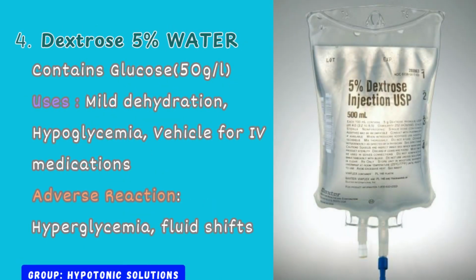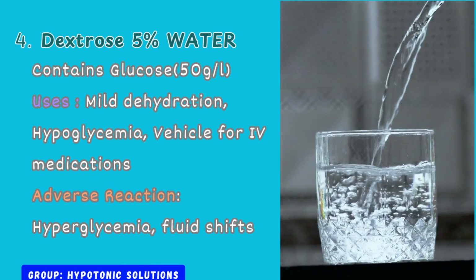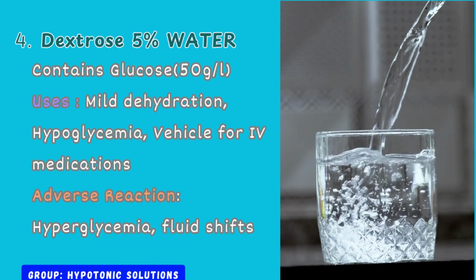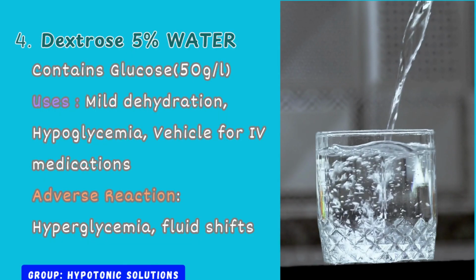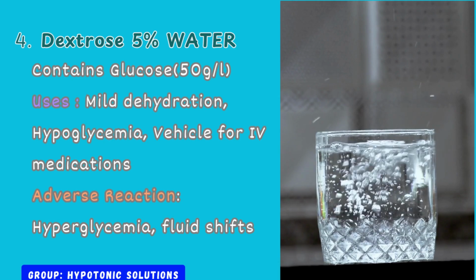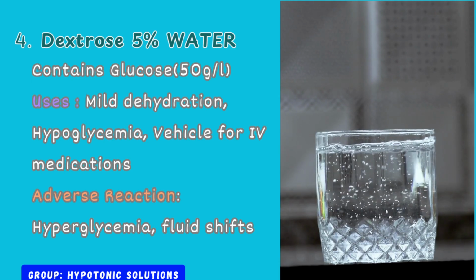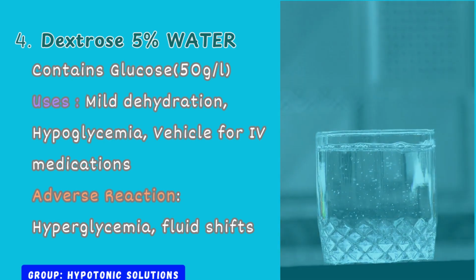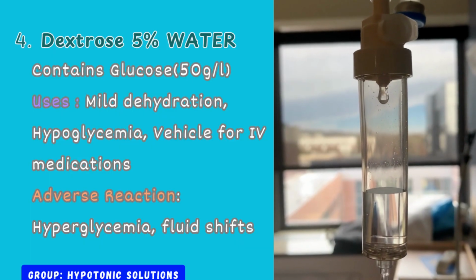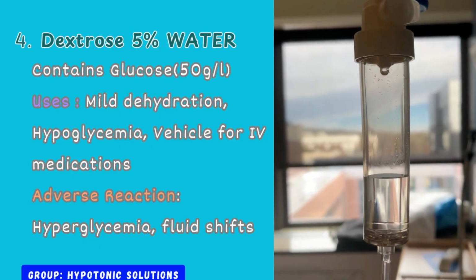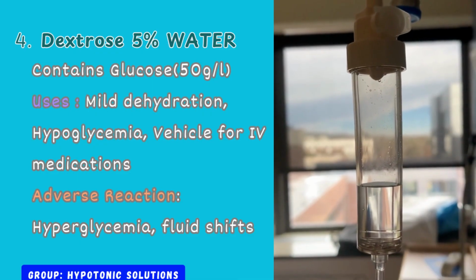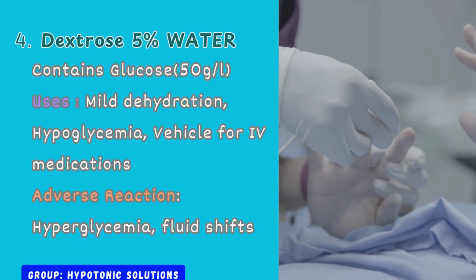Number 4, we have the dextrose 5% in water. Initially, it is isotonic but tends to become hypotonic in the bloodstream. It's mainly used for cases of hypoglycemia or mild dehydration, or cases of patients who need energy and they are not able to take in food. So the reaction from them could be hyperglycemia or fluid shifts.